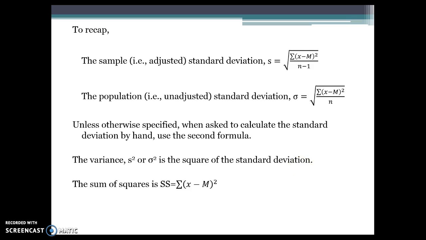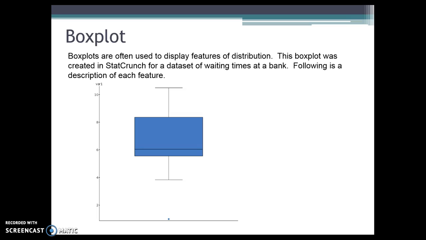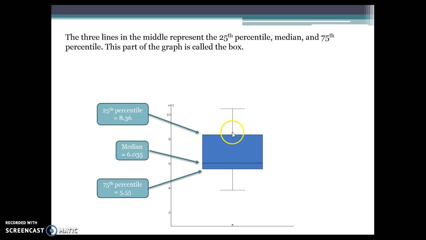All right, so now one more thing to talk about in this lesson, and that is box plots. Box plots are a really good way of looking at distributions, especially having to do with outliers. So this is an example of a box plot, and this is a data set of waiting times at a bank. So we'll go through and talk about what all the values mean.